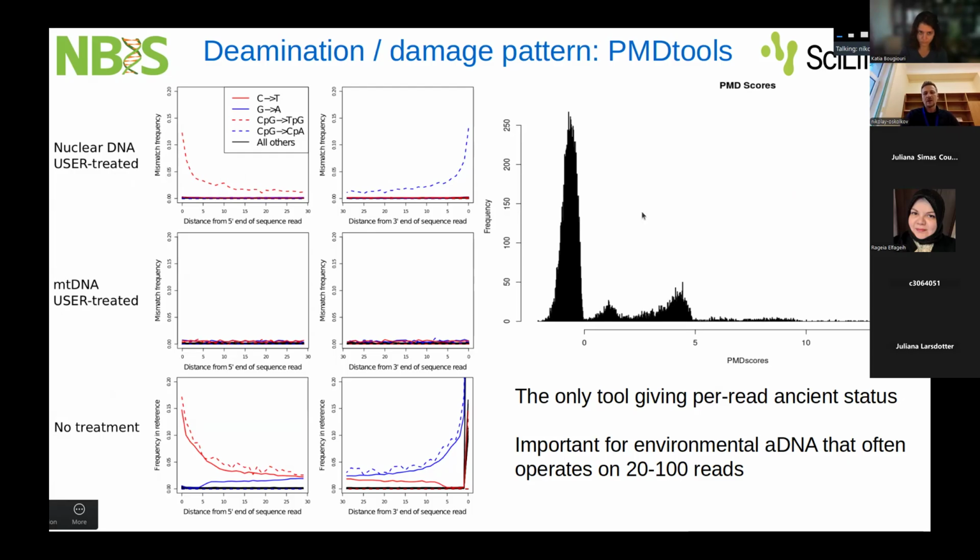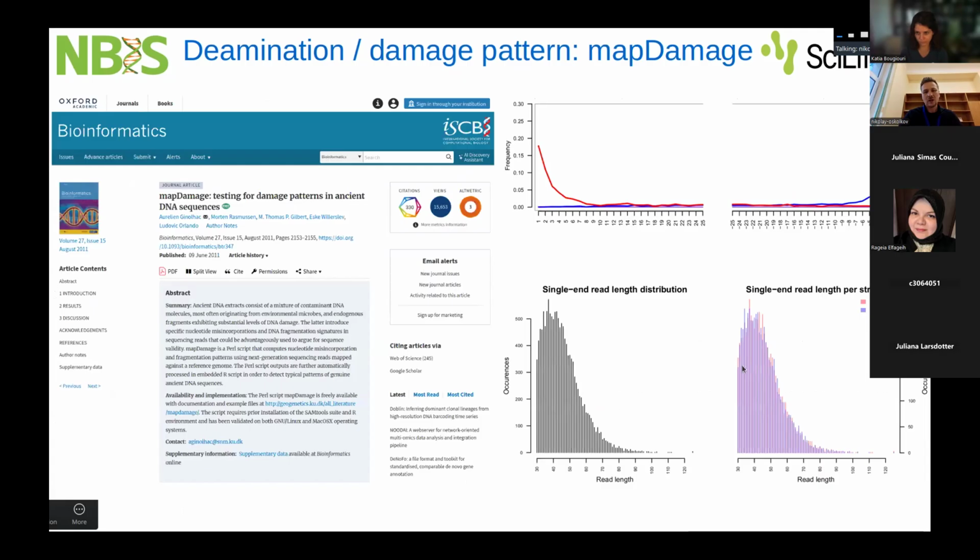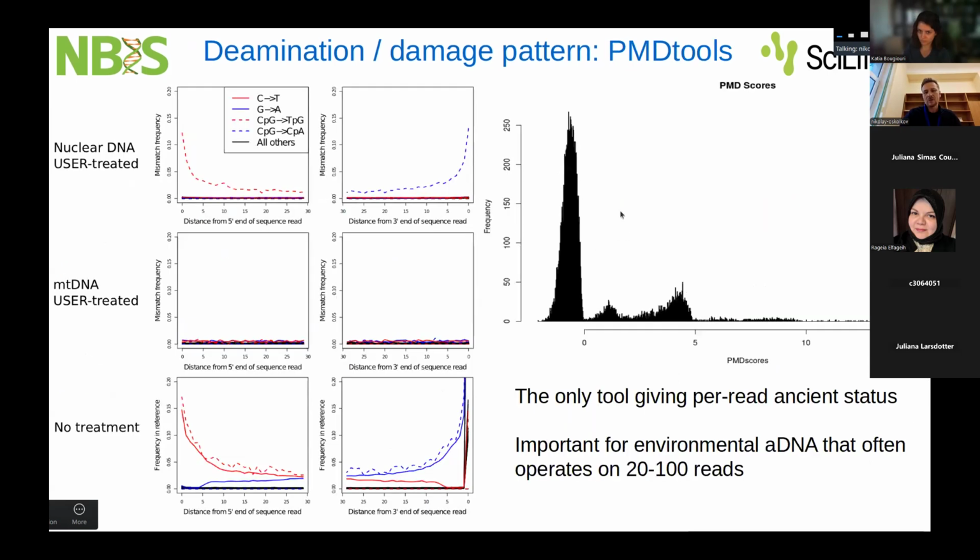The second thing that I particularly appreciate about PMDtools is that, to my knowledge, it's the only tool that gives a per-read prediction, ancient or non-ancient. It gives you a post-mortem damage score per read. This is a little bit spectacular because mapDamage needs a couple of hundred reads, maybe a couple of thousand reads, to make this beautiful deamination profile, while PMDtools, in theory, can give you a yes or no, ancient or non-ancient, status per read.